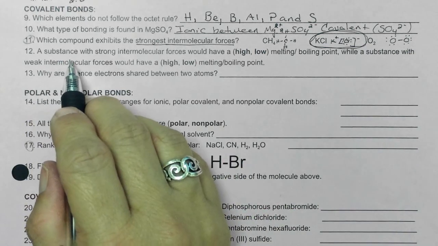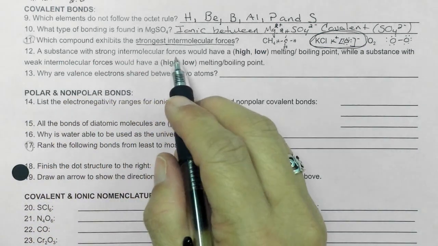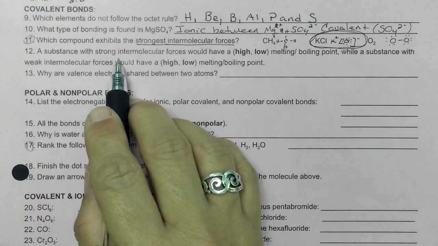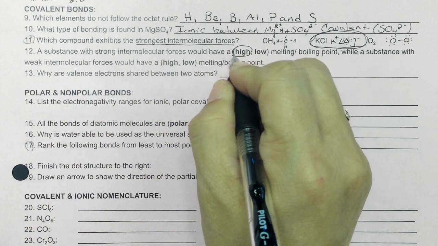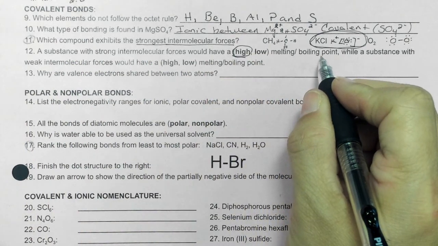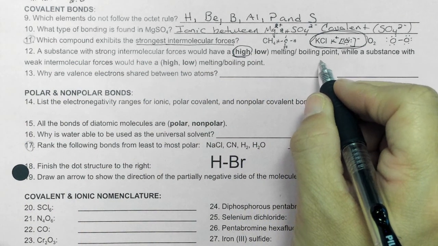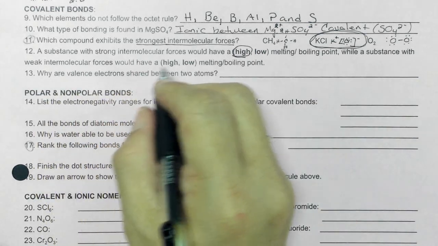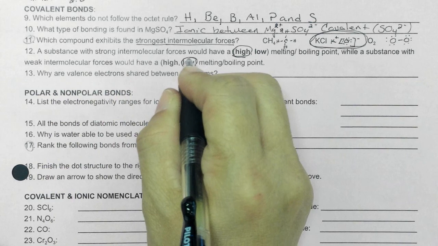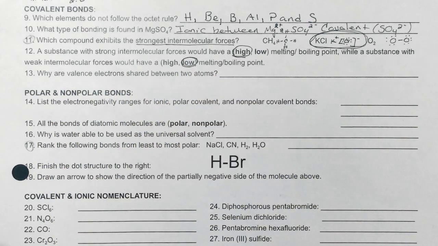Number 12, which substance has the strongest intermolecular force? A substance with a strong intermolecular force will have a high melting point. Those attractive forces make it really hard to break them apart. And a weak intermolecular force is going to have a low melting point.